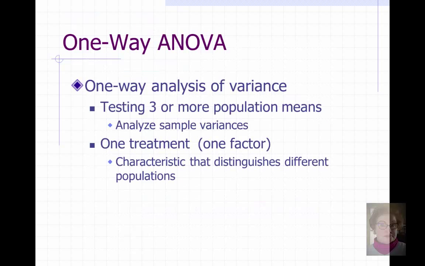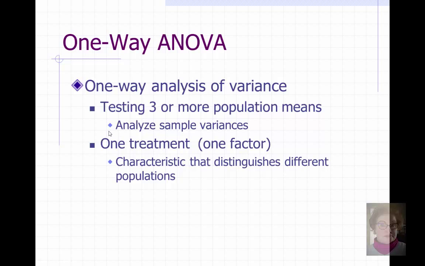So again, ANOVA is a one-way analysis of variance. We look at them with one treatment or one factor. It's a characteristic that distinguishes our different populations. So in our chapter problem, we looked at blood lead level in children versus their IQ. So the treatment is going to be the lead level.